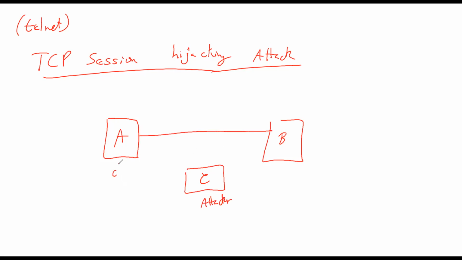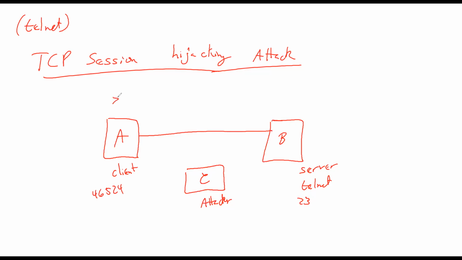Let's say this is the client, and let's say this is the server. So client and server there. This is Telnet, so port 23 again. And let's say this is 46.5.24. We have an established connection between A and B.